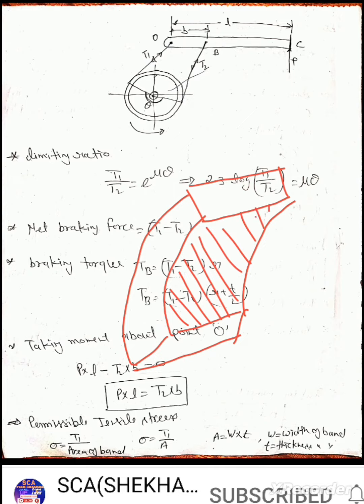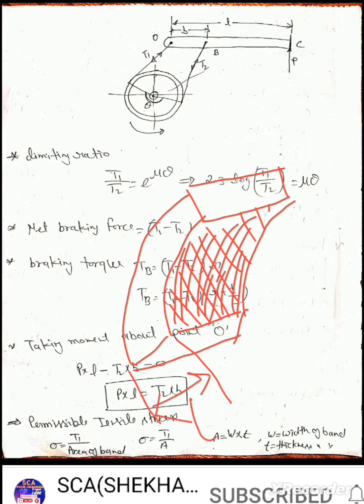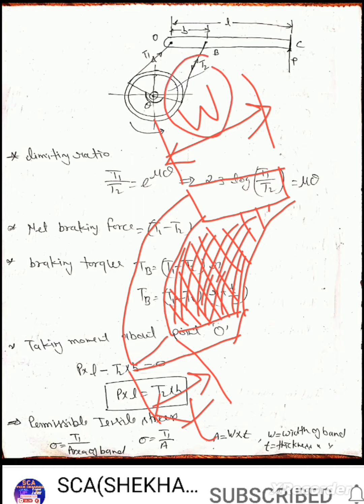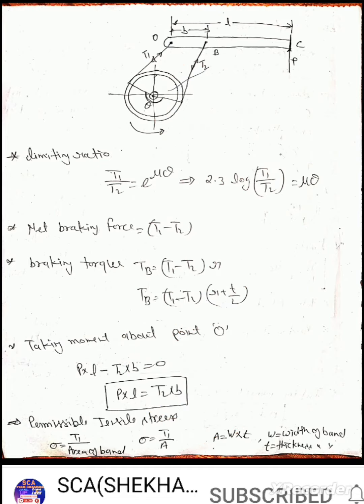So this hatched section will be left on the wheel. So this will be the thickness t and this will be the width of band W. So area of band is equal to W into t. Okay, now move on next.